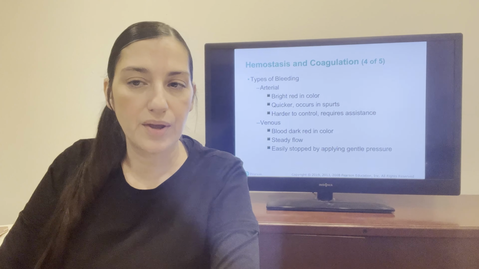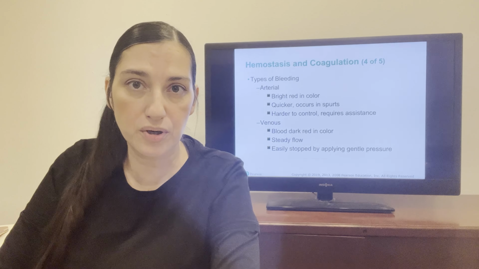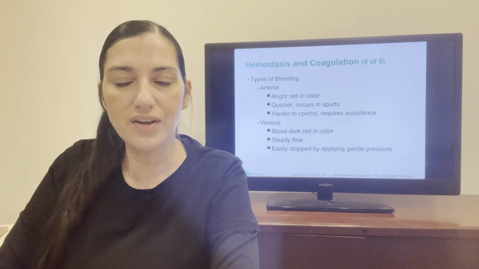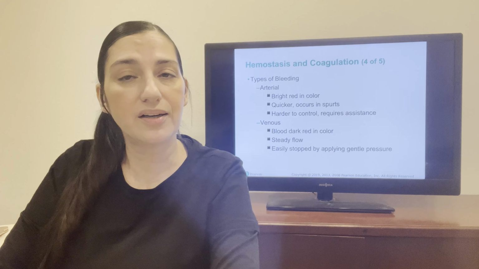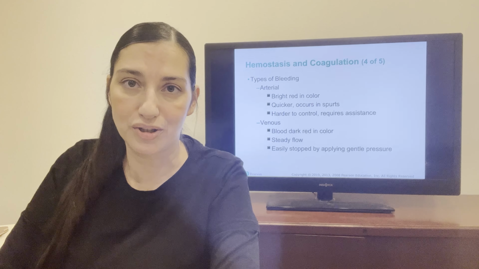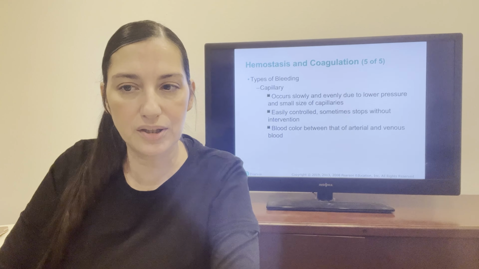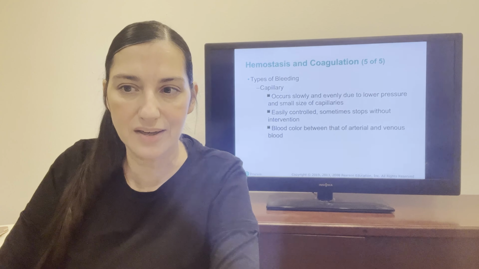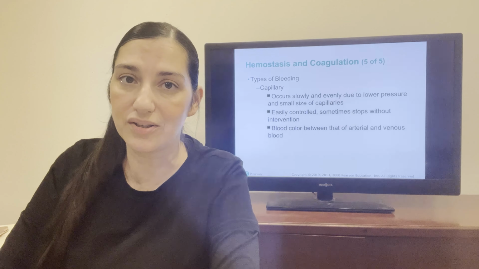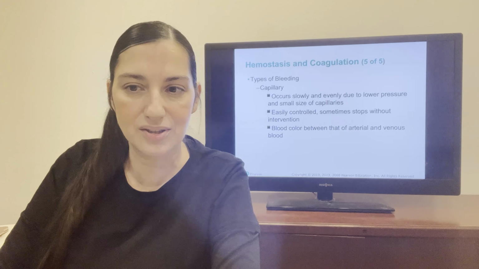Types of bleeding. Arterial: bright red in color, quicker, occurs in spurts, harder to control, requires assistance. Venous: blood is dark red in color, steady flow, easily stopped by applying gentle pressure. Capillary: occurs slowly and evenly due to lower pressure and small size of capillaries. Easily controlled, sometimes stops without intervention. Blood color is between that of arterial and venous blood.